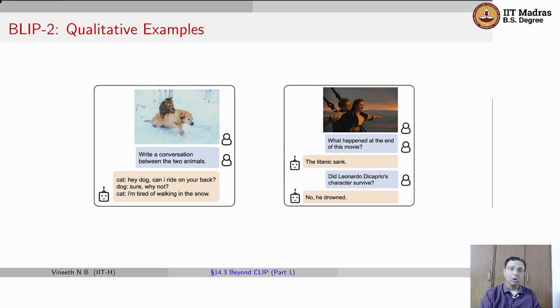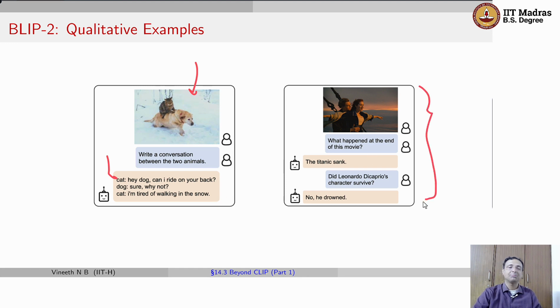We are not going to talk about all the results they have in their paper. They have a various set of results. I'll encourage you to look at the paper to go through all of those results. But here is a simple example. They have this image and a user queries as input to their model that says write a conversation between the two animals, and the BLIP-2 model says cat, hey dog, can I ride on your back? Dog says sure, why not? Cat says I'm tired of walking in the snow, and so on and so forth.